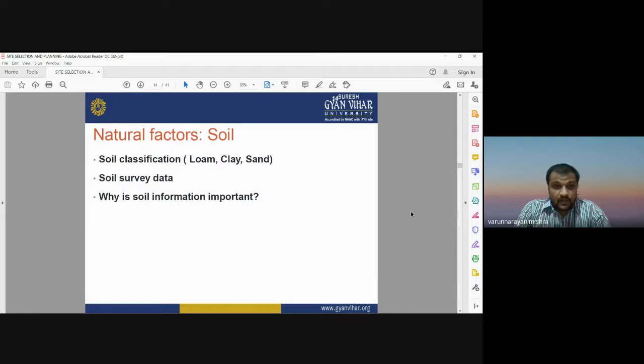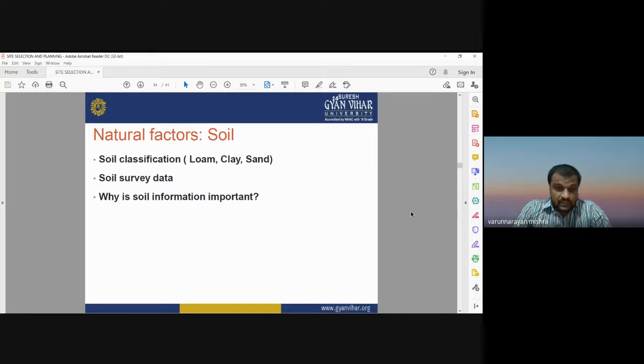Then soil also plays an important role. Soil has an important role in site selection. Soil may be of different types: loamy soil, clay soil, and sand soil. Before any kind of construction, you need to perform the soil survey.